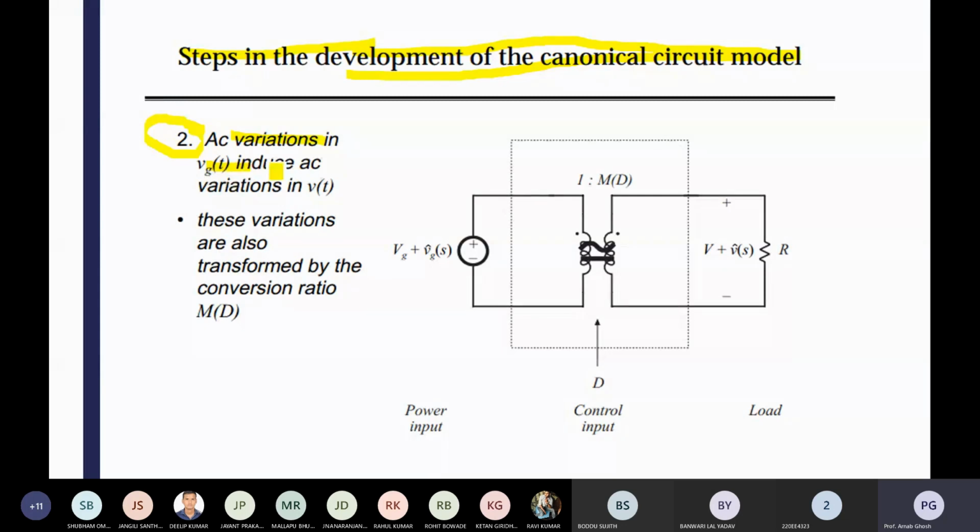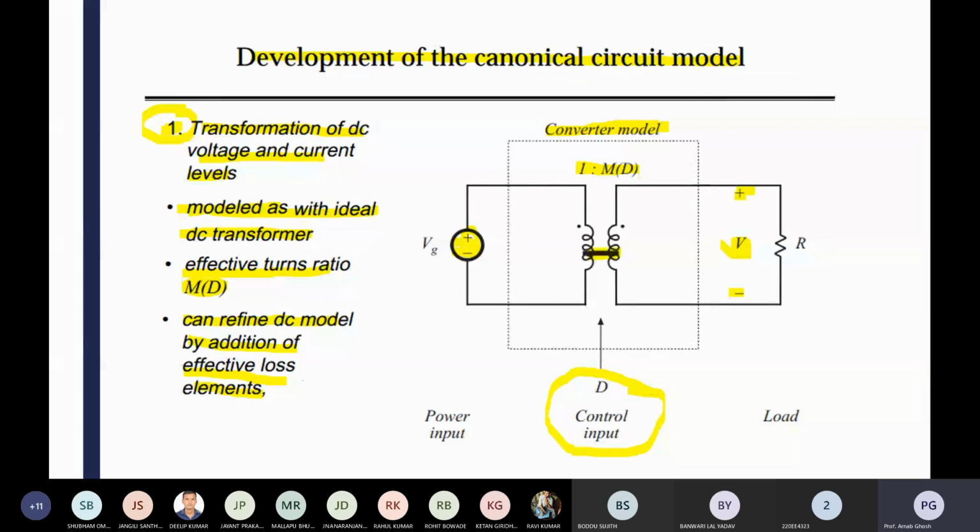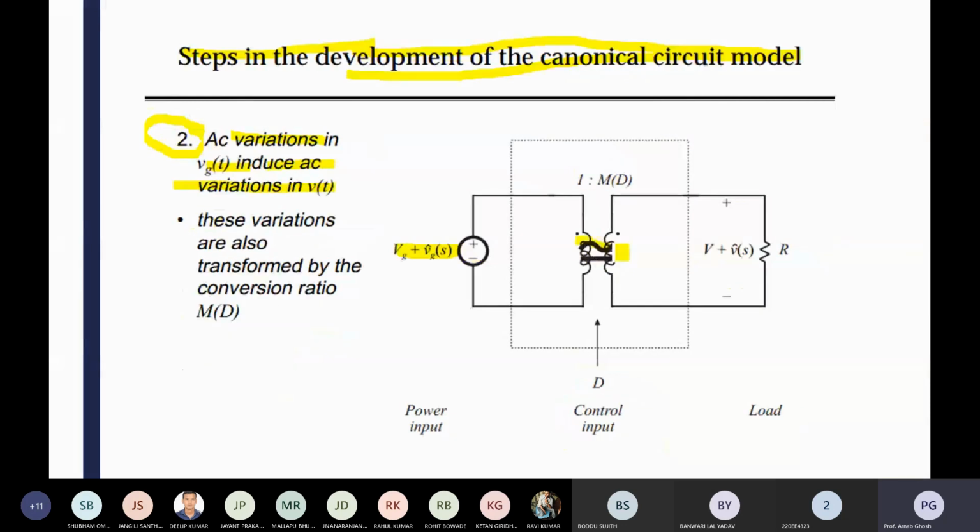VG induces the AC variations in VT, which means you can define or linearize it as VG plus cap VG, a small AC variation. You can see that is the change: previously it was only a DC value, now it is AC and DC values. VG is for DC and VCAP G for AC. Both cases will be the same. These variations are also transformed by the conversion ratio, so what will be that DT value?